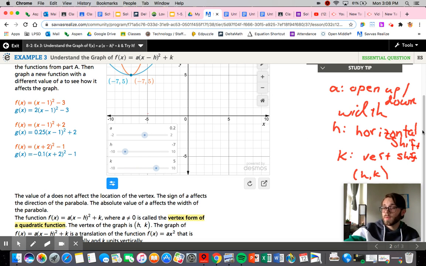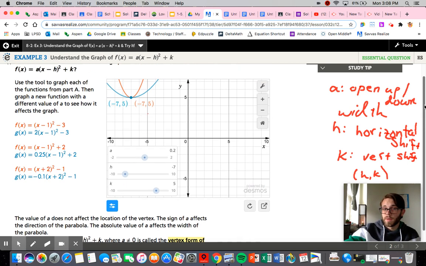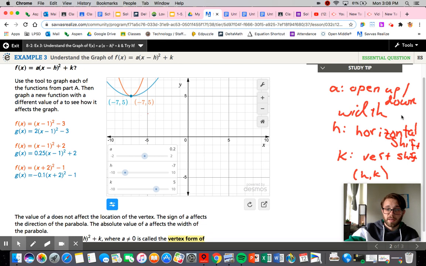So that is ultimately how you're going to be dealing with graphing these particular functions, right? You're going to be dealing with finding what A, H, and K are, and then based on the general function, or the parent function, I should say, if you're starting here, you go over H and K, and then we'll affect it based on what A looks like, right?